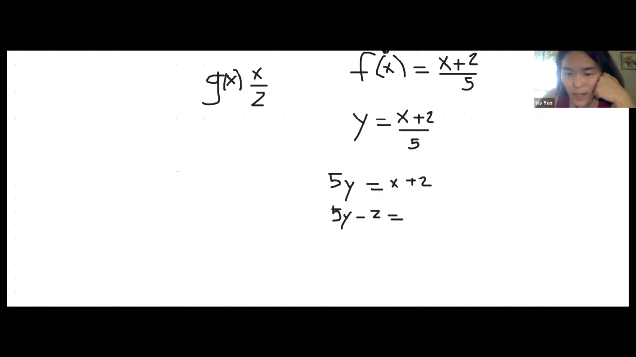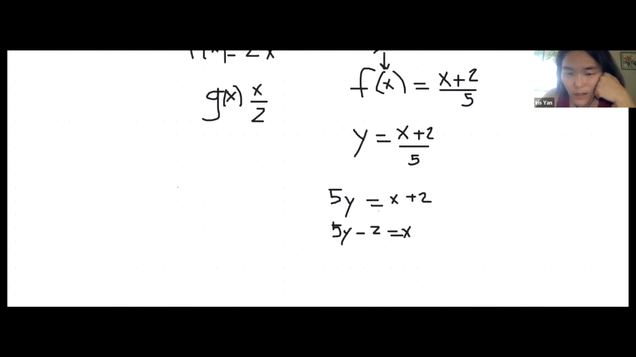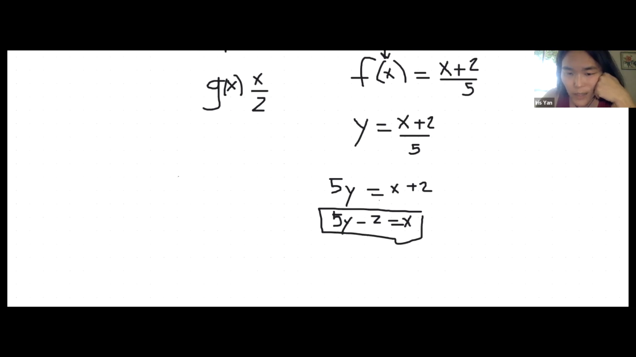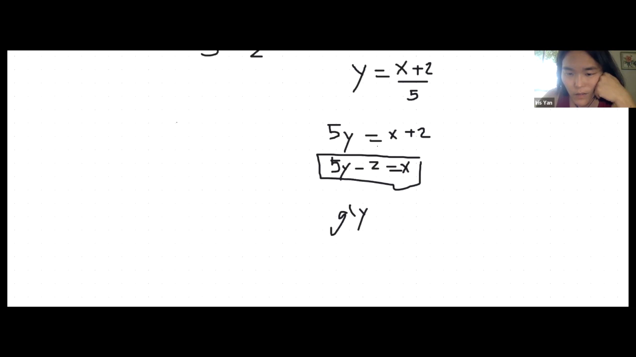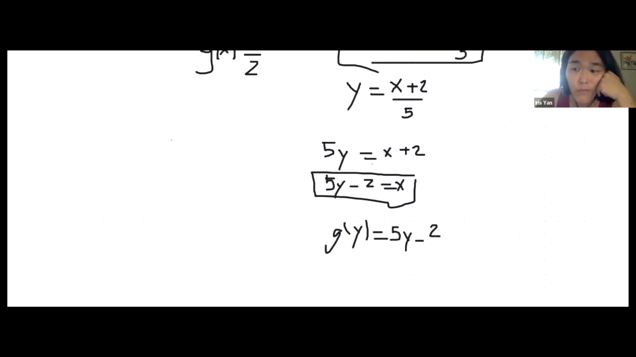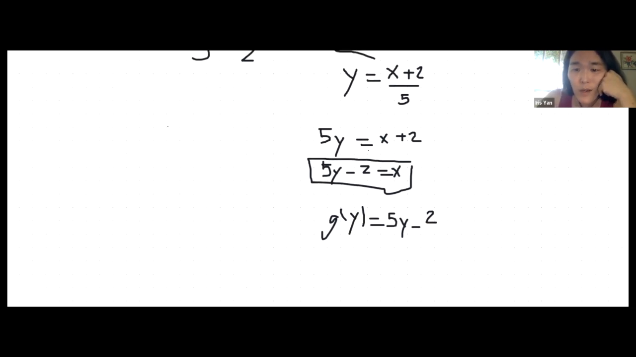So this is my inverse function, which I'll write as g of y is 5y minus 2. So the inverse of adding 2 and then dividing by 5 is multiplying by 5 and subtracting 2, which feels reasonable.